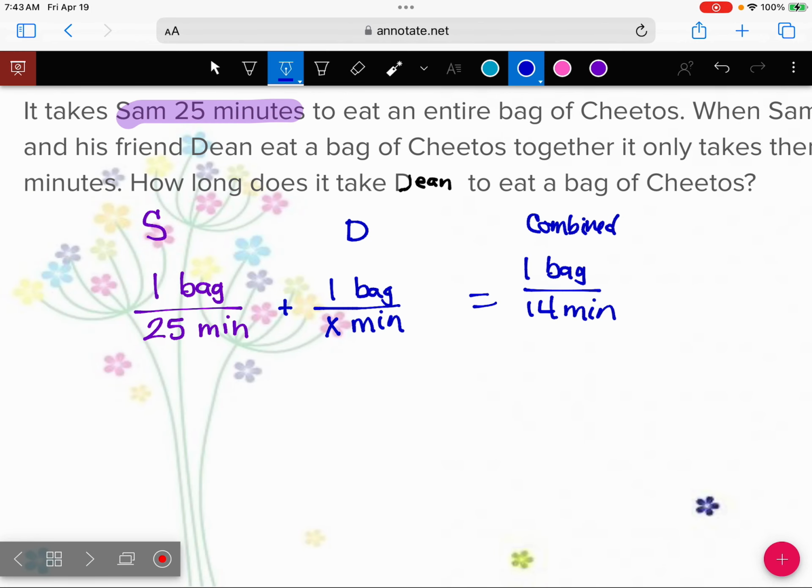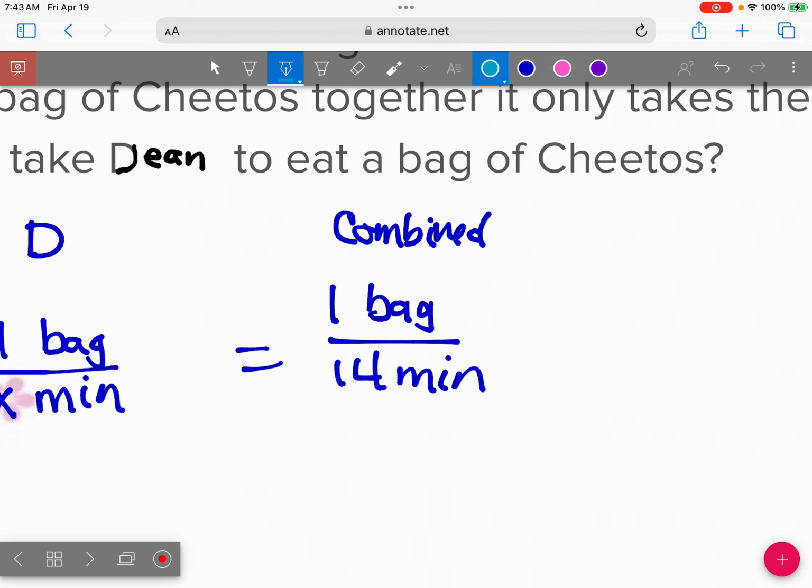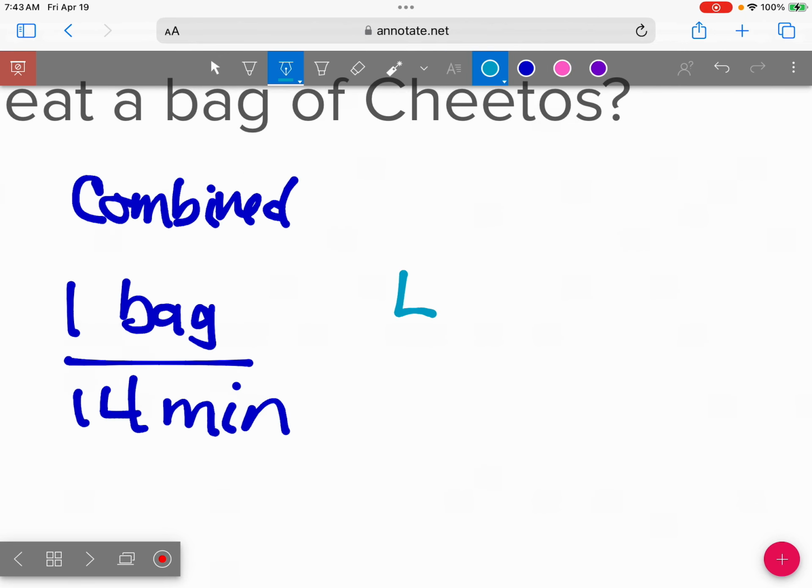We're going to treat this the exact same way, though. We're still going to find our lowest common denominator. We're still going to multiply it, and we're going to solve for x. It's just slightly in a different place. So let's look at this and figure out what is our least common denominator.